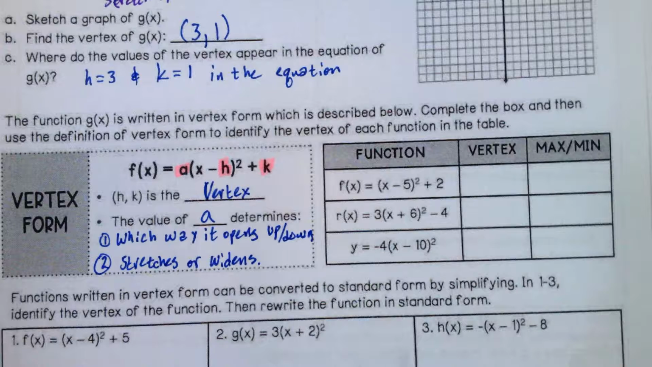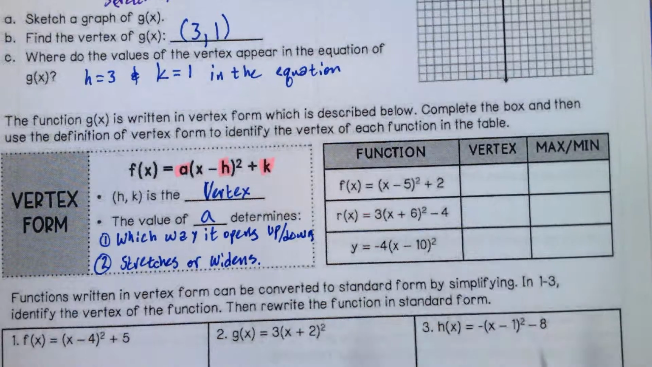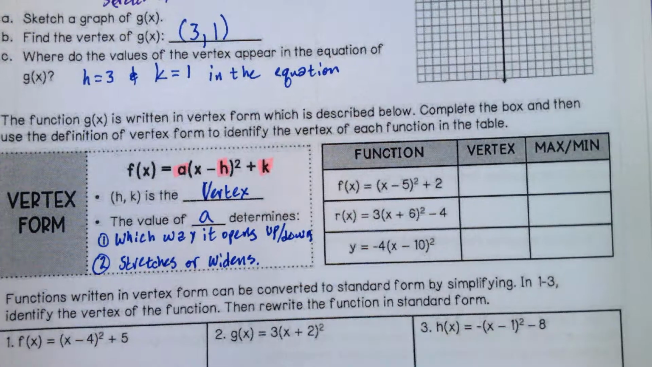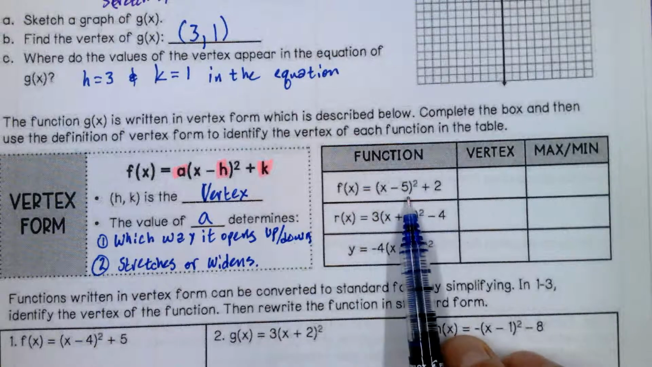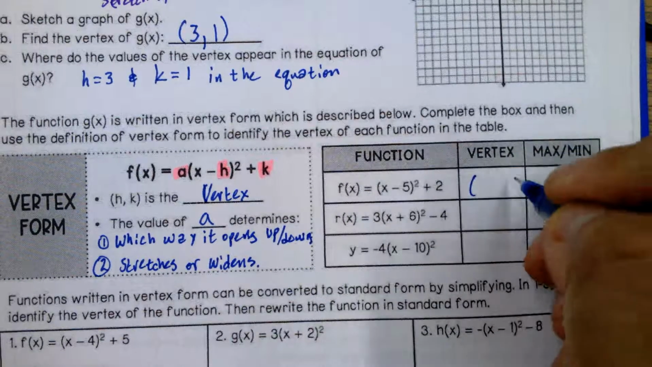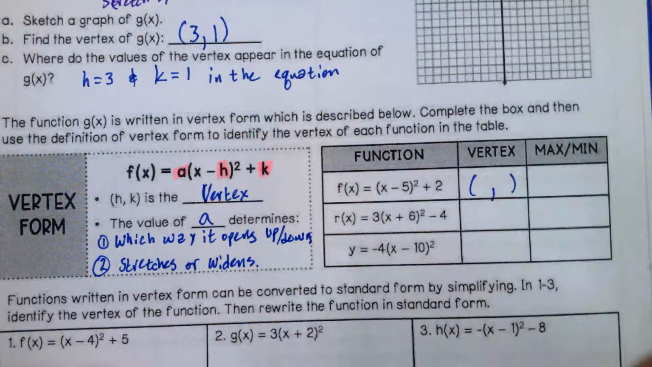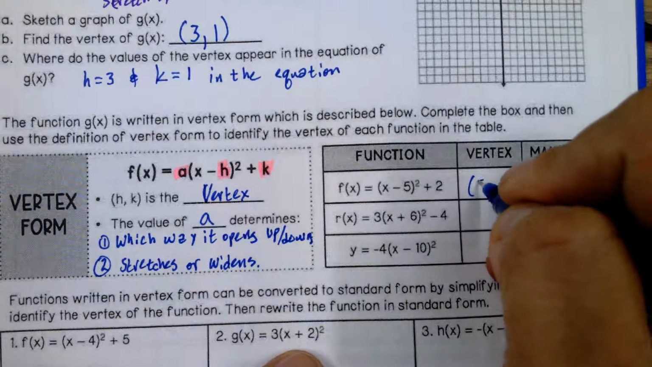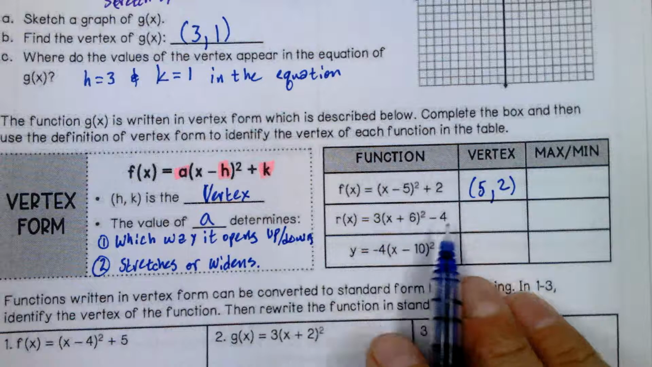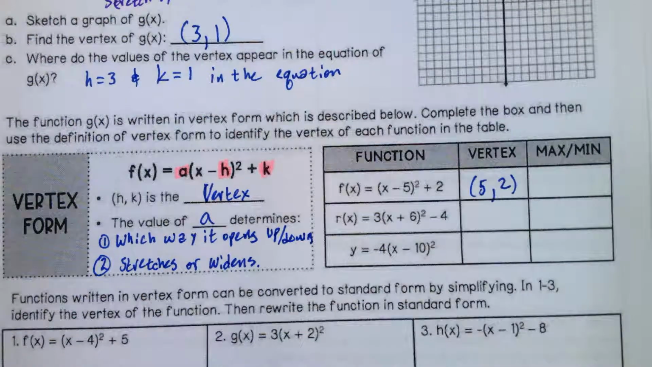So here's a little exercise, guys. Let's write down the vertex for each of these. Let's do the first one together, and then I'll let you do the other 2. The first one here, we have this function f of x, and it's in vertex form. So where is the vertex for this parabola? 5 and 2. Remember, if it's minus, it's actually a positive vertex number for x, y.